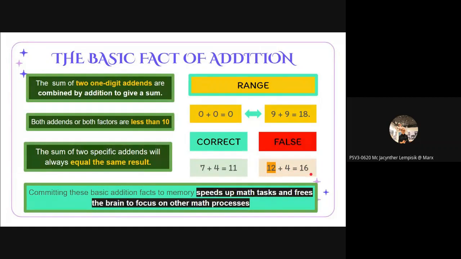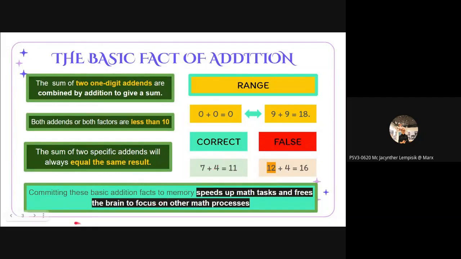All right. Next, why do we want to teach the basic fact of addition to primary students? Because committing the basic fact of addition to memory will speed up math tasks and free the brain to focus on other math processes.